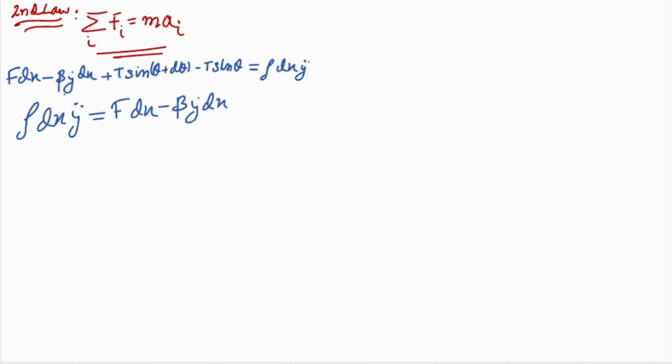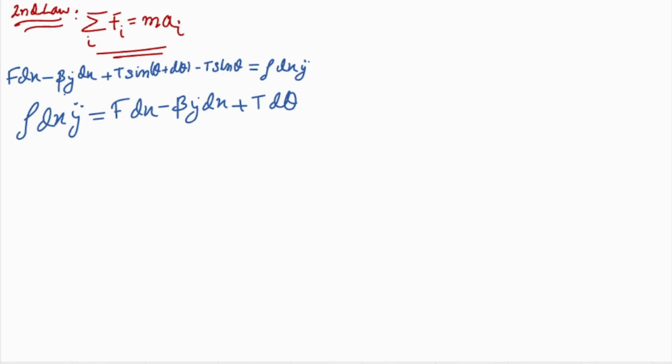Now look here, sine of theta plus d theta is approximately equal to theta plus d theta, and the T sine theta term is approximately equal to T theta. So we can see that the T theta terms will cancel, so the only term that will remain is T d theta, right? And what is this d theta? We will come to that.